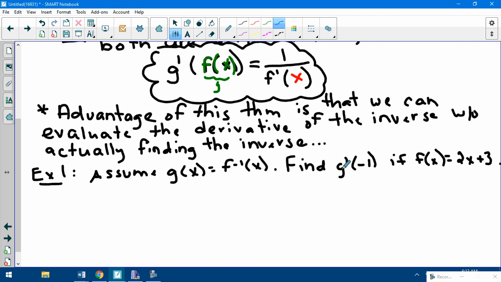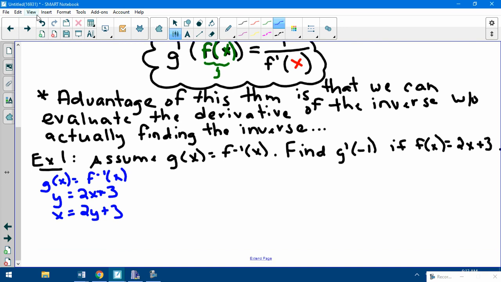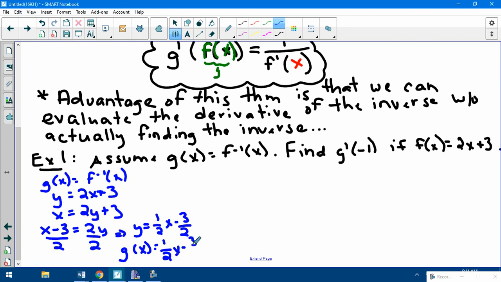Okay, well, if g is the inverse, maybe I should find the inverse first. So since g of x is f inverse of x, let's find the inverse. So instead of y equals 2x plus 3, we want to do x equals 2y plus 3. Okay, so I'm going to solve for that. We have x minus 3 equals 2y. Divide by 2. So I'm going to get y equals 1/2 x minus 3/2. Or in other words, g of x equals 1/2 x minus 3/2. Okay, so that's the inverse. Now I want to find the derivative of that at negative 1. That's easy. G prime of x is 1/2. So g prime of negative 1 would just be 1/2. Done.